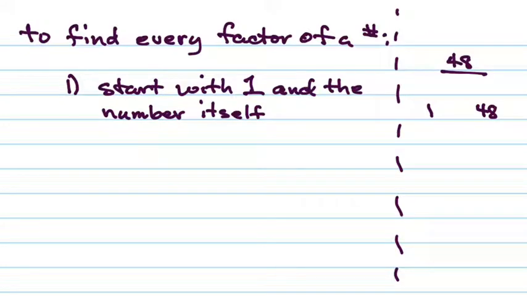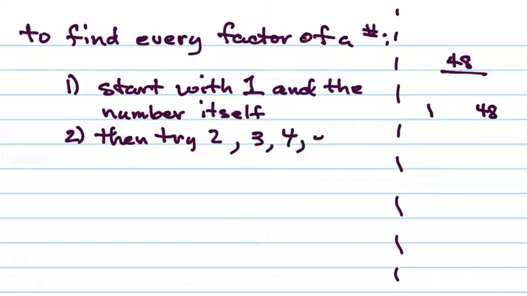And notice how I've written them side by side there. The reason you do that is because factors always come in pairs. The only way to get 48 with a 1 is to multiply 1 times 48. There's no other combination with 1 that would work. And so they're called factor pairs. Then try 2, 3, 4, etc. So you're just going to keep dividing by natural numbers.